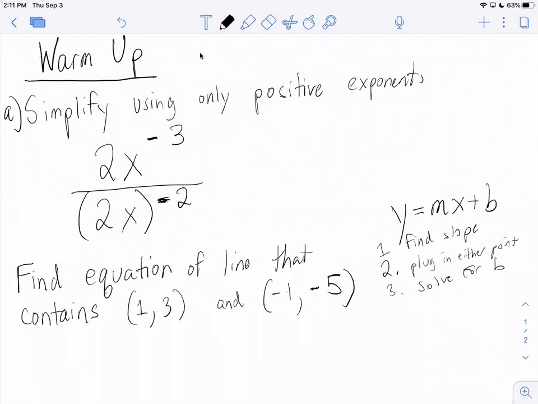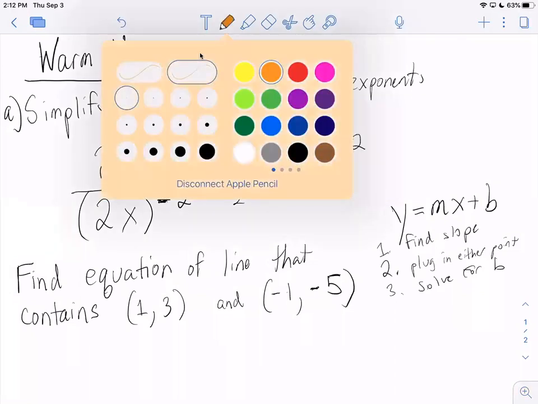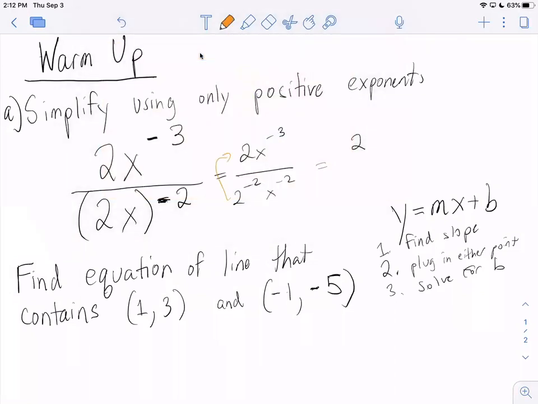Okay, so what I did was I wrote it out and then on the bottom was 2 to the negative second, x to the negative second. On top was still 2x to the negative third, but then I moved the 2 to the negative second to the top, which got me 2 to the third, and then I moved the x to the negative third down to the bottom and I added it to the negative second one, and I got 2 to the third over x equals 8 over x.